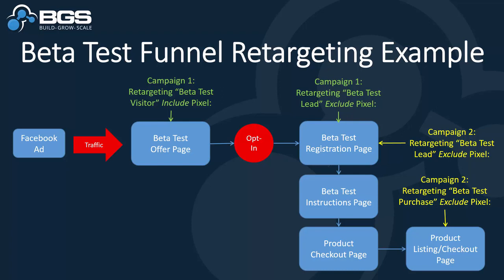So the beta test lead is used twice, okay? It's the same retargeting list, it's the same code on the page, but it's used in 2 different ways in 2 different campaigns.